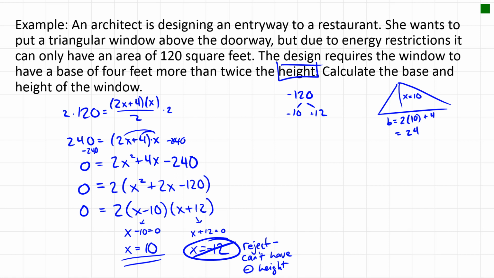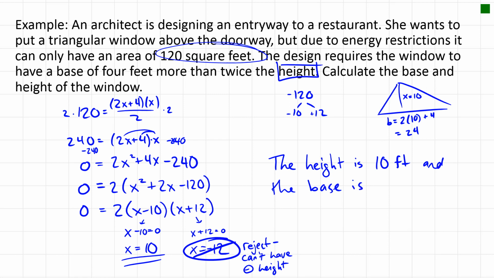So now we can answer this as a sentence. We're calculating the base and height. That's what they ask us for in the problem. So we should say that the height is 10. And what are the units? Well, if they multiply to an area of 120 square feet, then each unit must be measured in feet. So the height is 10 feet, and the base is 24 feet.